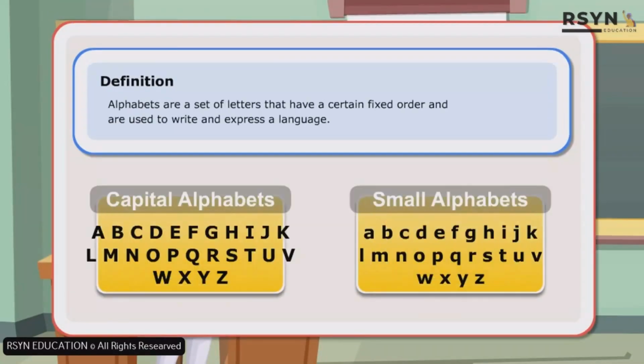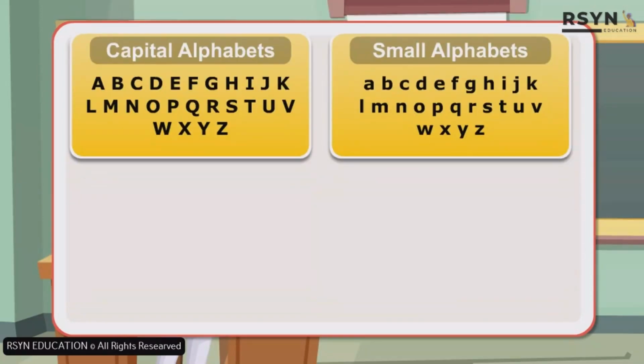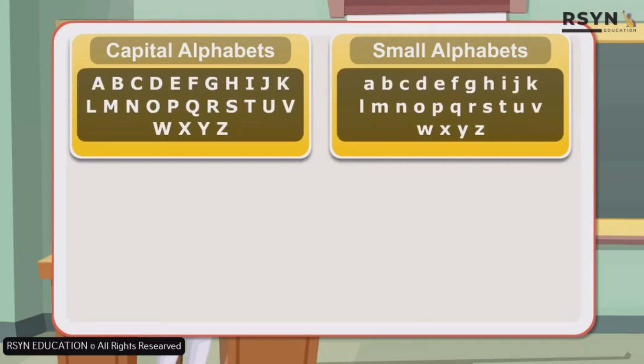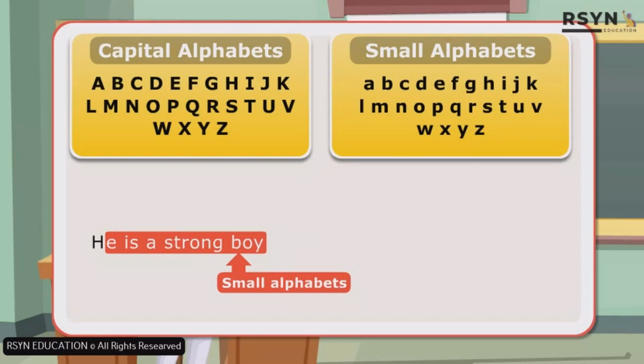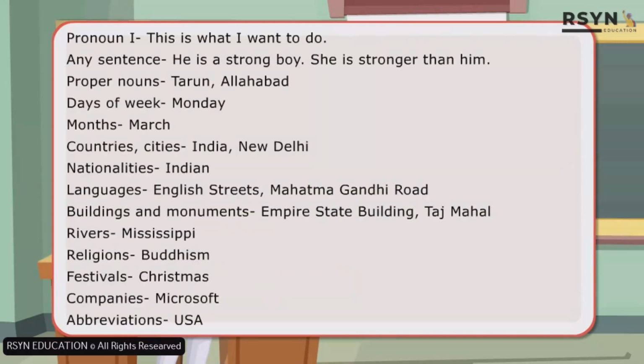Definition: alphabets are a set of letters that have a certain fixed order and are used to write and express a language. They represent the basic sounds of a language. English has 26 alphabets, which can be written in both lower and uppercase. Small letters are used more in writing, while the capital letters are used at specific places according to set rules. Let us look where capital letters are used in English.